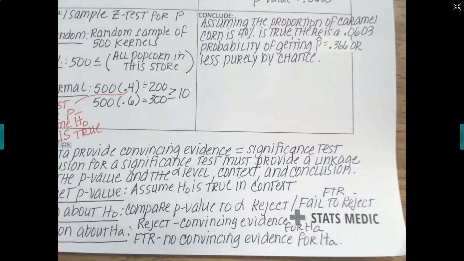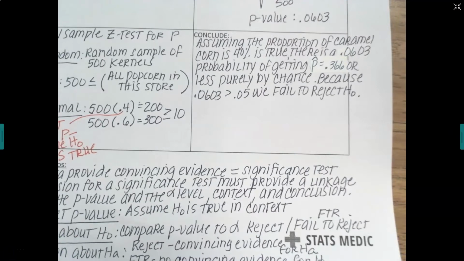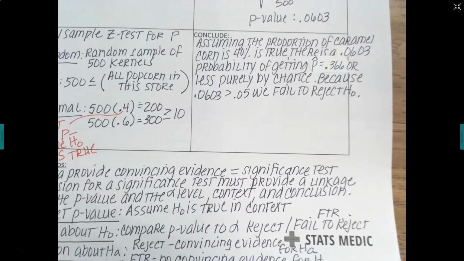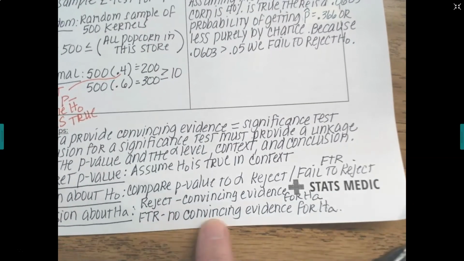So now we need to make a decision about the null. And when you make your decision about the null, you're going to compare the p-value to the alpha and then decide reject or fail to reject. So here's our comparison. Because 0.0603 is greater than 0.05, we fail to reject the null. Now the last part says we need to make a conclusion about the alternative. We failed to reject, so that means we have no convincing evidence.